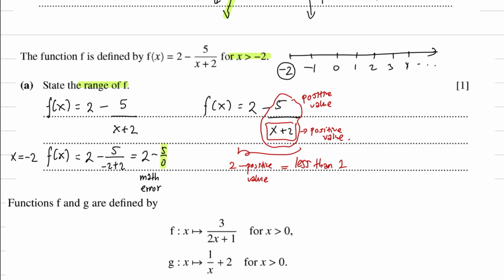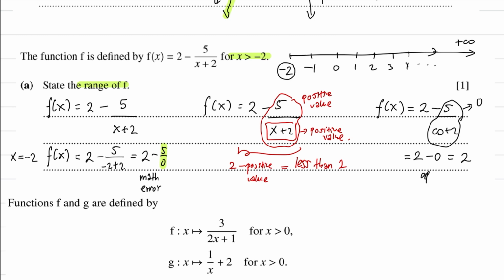Now, let's see the pattern. What if we keep increasing the value of x? We put a very big number, or we can say infinity. Infinity means it's just a very big number. So what happens with our function? Our function is f(x) = 2 - 5/(infinity + 2). But infinity + 2 is just a bigger number. So 2 - 5 over a big number, the fraction part, will approach 0. That means your value will approach 2. It's not equal to 2, it just approaches 2.